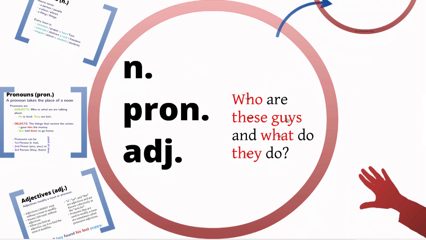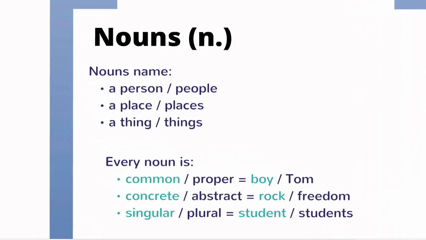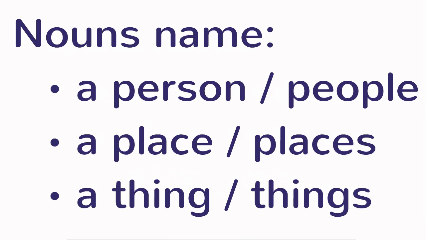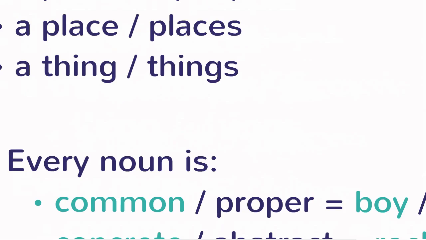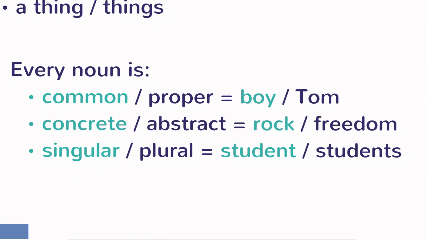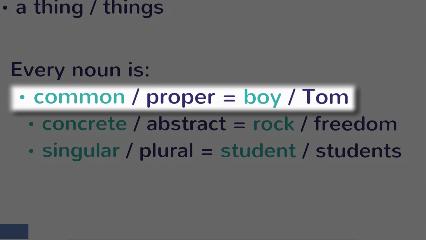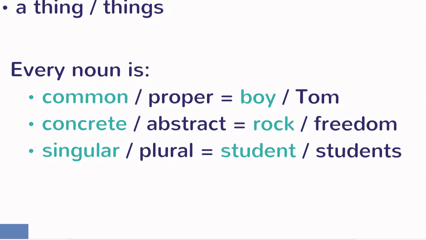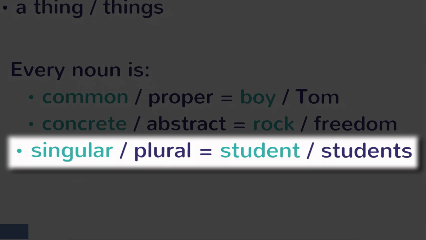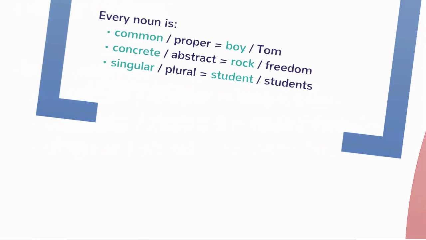So here's our big question: noun, pronoun, and adjective. Who are these guys and what do they do? Let's start with nouns here. So nouns, they name a person or people, they name a place or places, and they name a thing or things. Now, every noun must be either common, like boy, or proper, like Tom. That same noun must also be either concrete, like rock, or abstract, like freedom. That same noun must also be either singular, like student, or plural, like students.